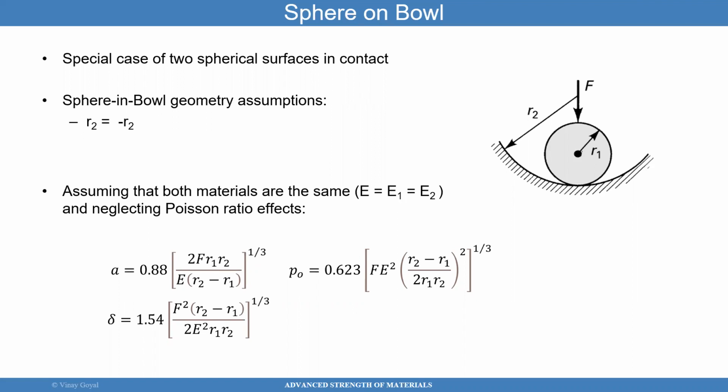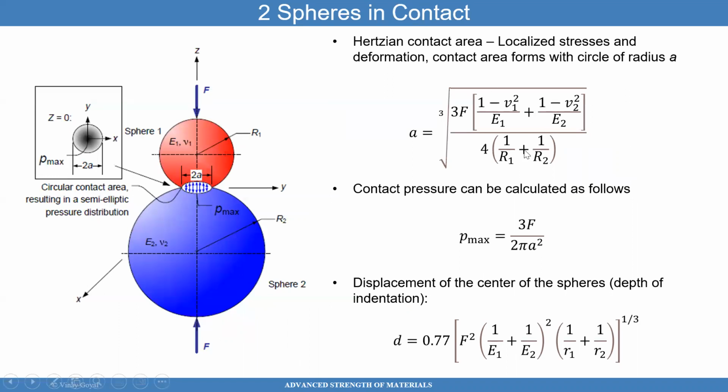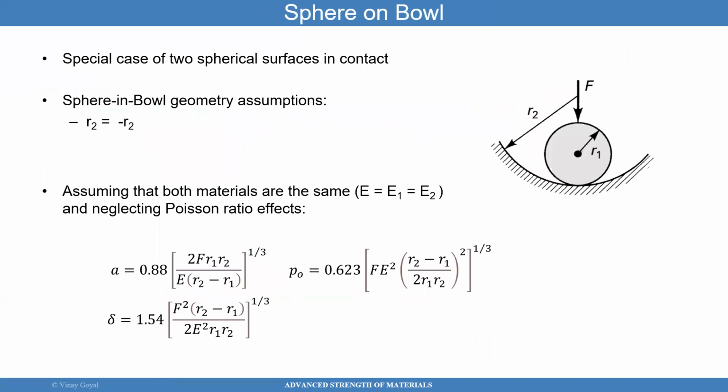By doing so, I can analyze it using the very same formulas I discussed right here. They all come from here. I specialized it for the case of the modulus being the same. They don't have to be the same, but I did it so that we can study that one case. When you do that, things simplify quite nicely, where the contact radius is provided by this equation, the pressure is provided by this equation, and the deflection is provided by this equation.